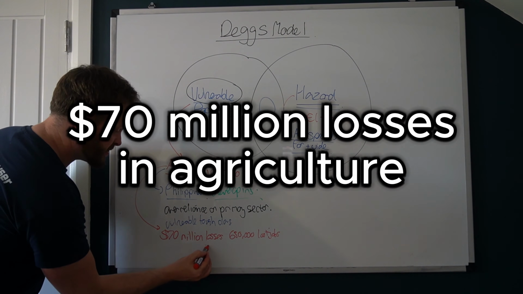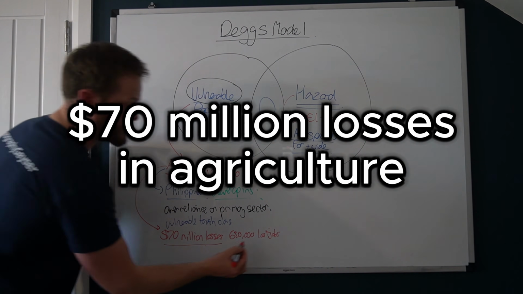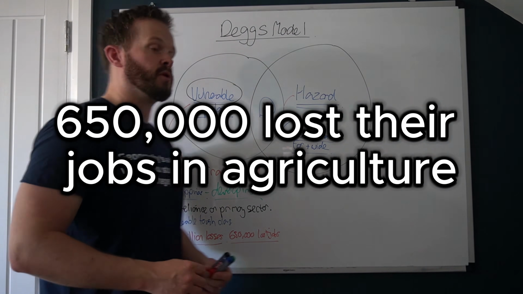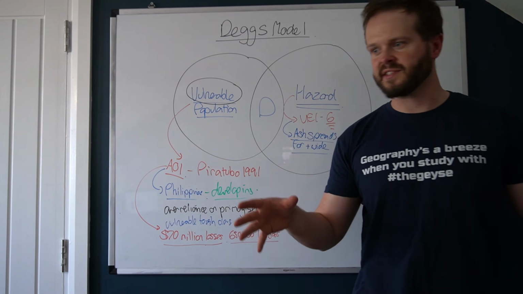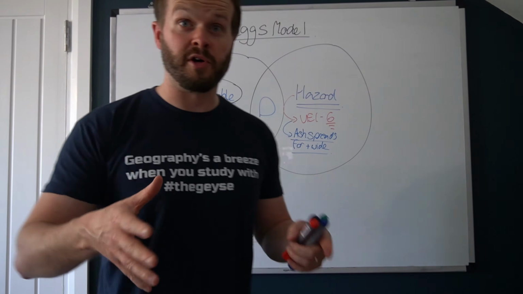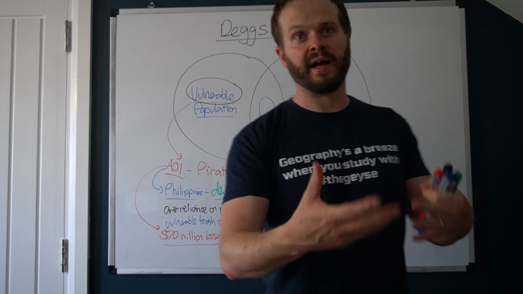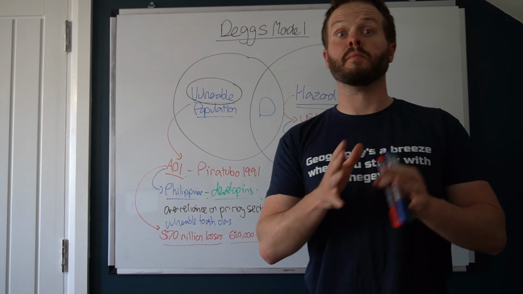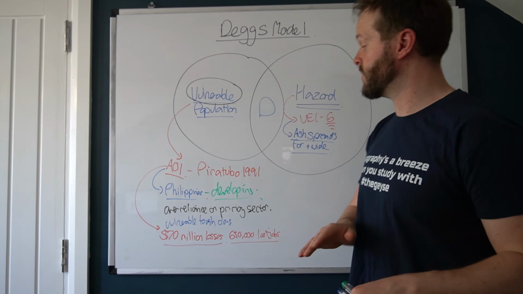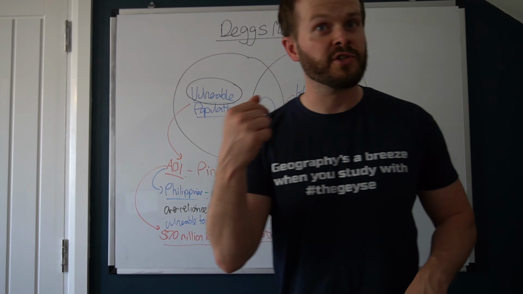So there we go. So it's 70 million in losses and 650,000 people lost their jobs. So that's just our first example to demonstrate the utility of the DEGGS model in explaining vulnerability and that link to some communities being more vulnerable than others. What we're playing on here is the over-reliance on the primary sector. On to the next model.